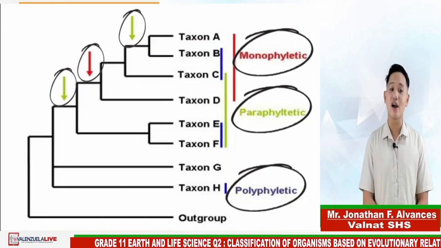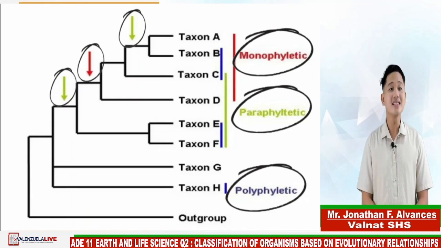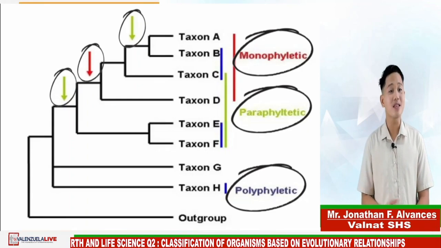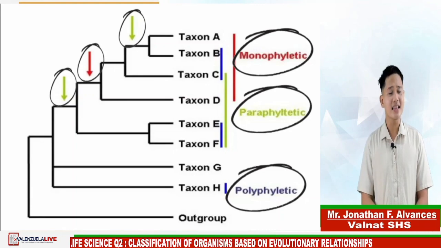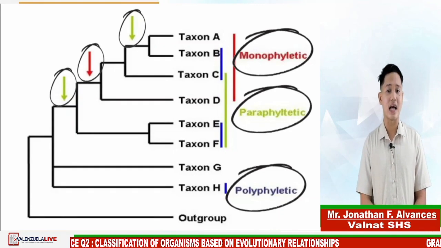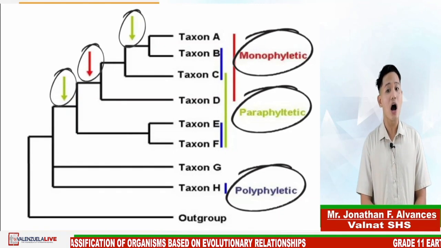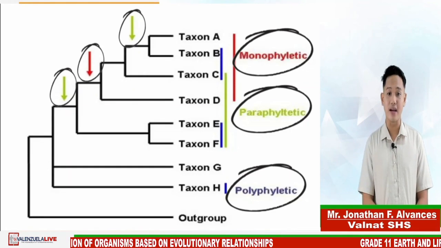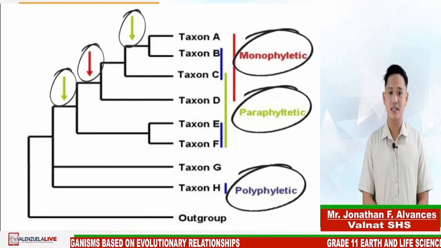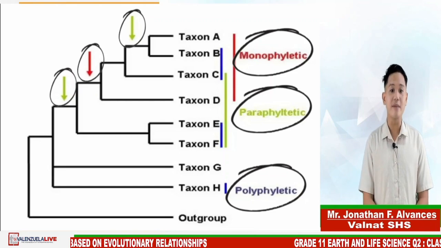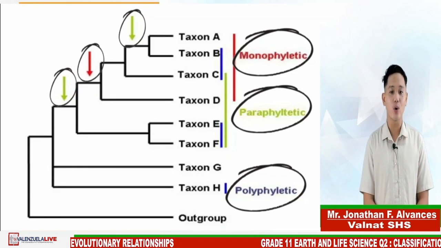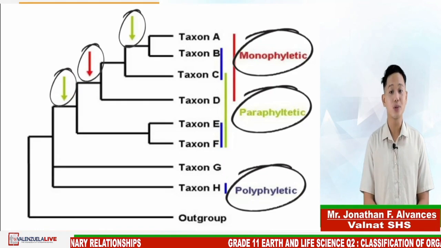Marine mammals are polyphyletic. Whales and seals are both marine mammals, but they are not closely related at all. Seals are most closely related to bears than they are to whales. Whales share a more recent common ancestor with deer than they do with seals.